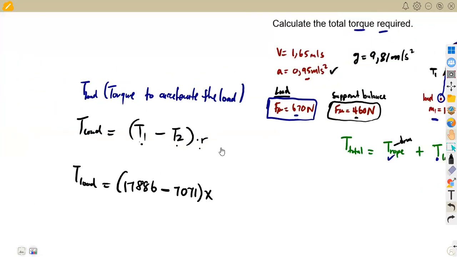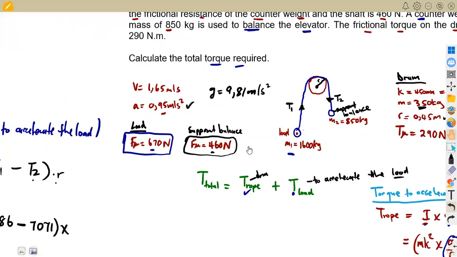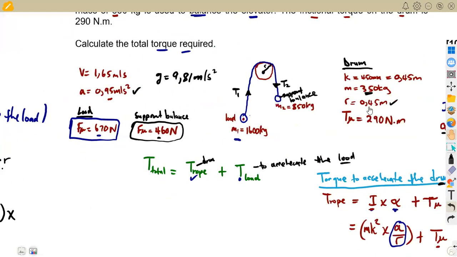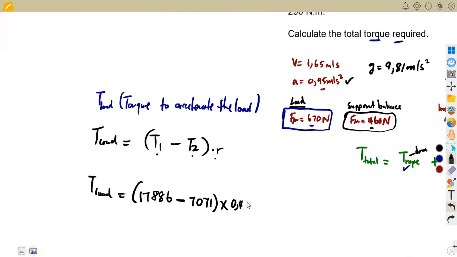So we are going to go back to the radius that we are given, and our radius according to our information is what? 0.45. This is the radius of the drum that we have. So we're going to multiply by 0.45. All right, so that's times 0.45. So that's it. We have got the torque that is affecting the load.